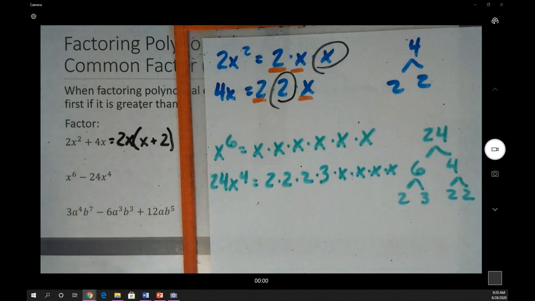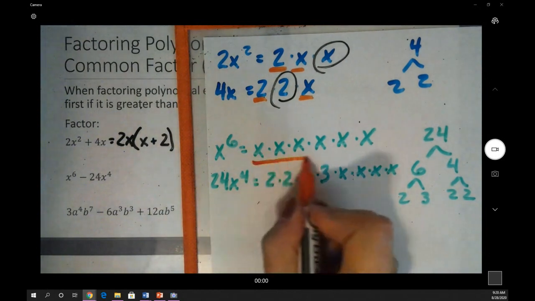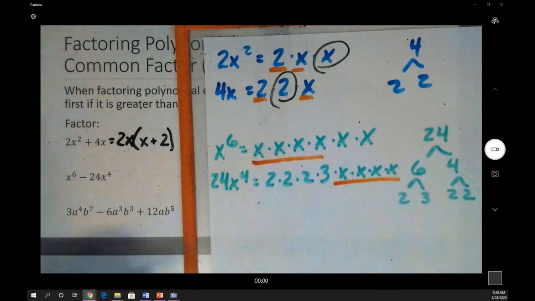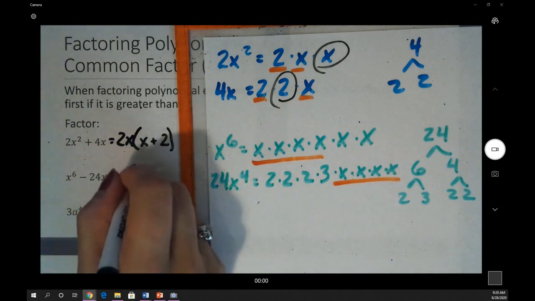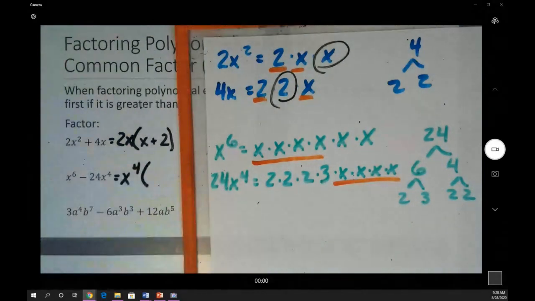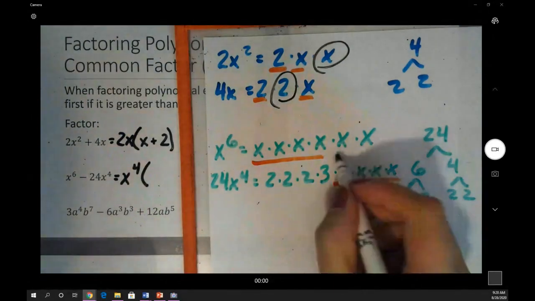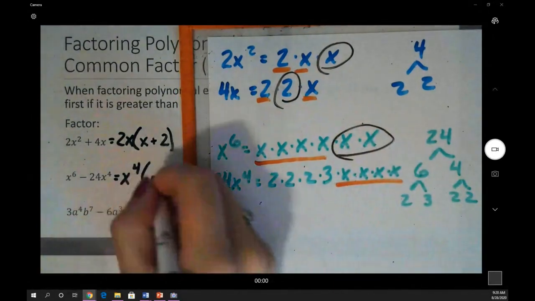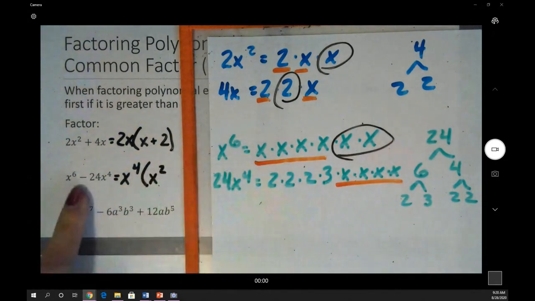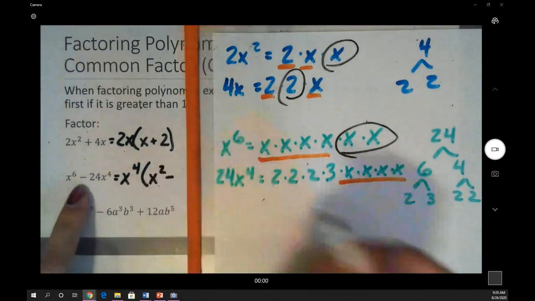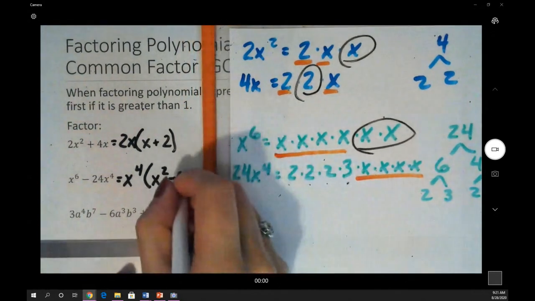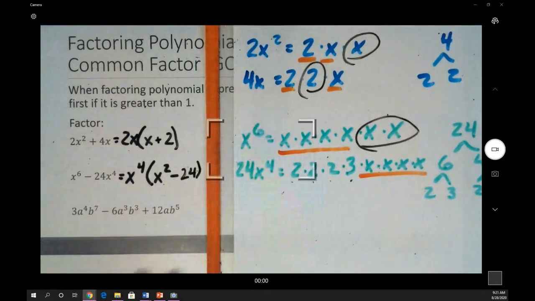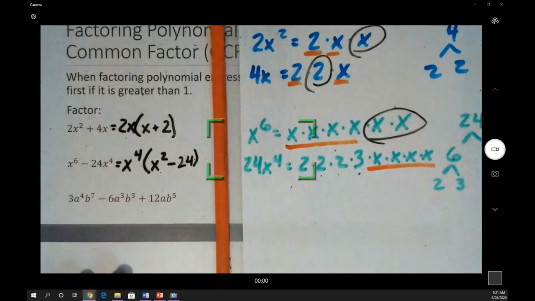Starting with what they have in common, they both have 4 factors of x. x times x times x times x, that's x to the 4th. So I can factor an x to the 4th out front. In parentheses is going to be what's left over. We have an x times x, which is x squared. Then there's a minus sign. We have 2 times 2 times 2 times 3, that's 24. So we have x squared minus 24 left in parentheses.